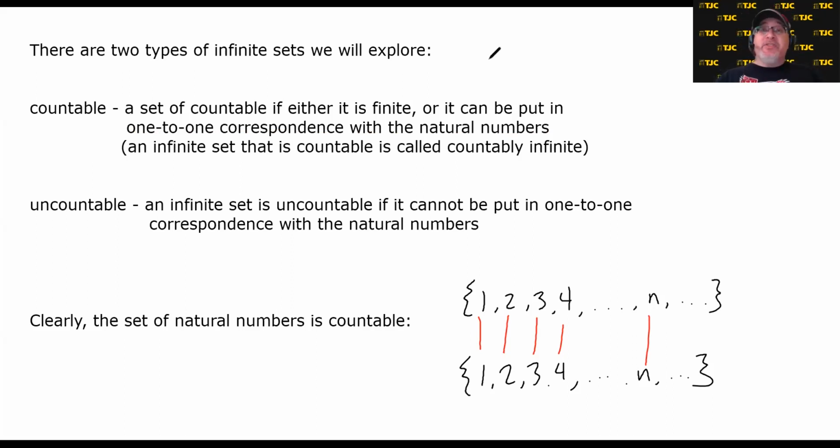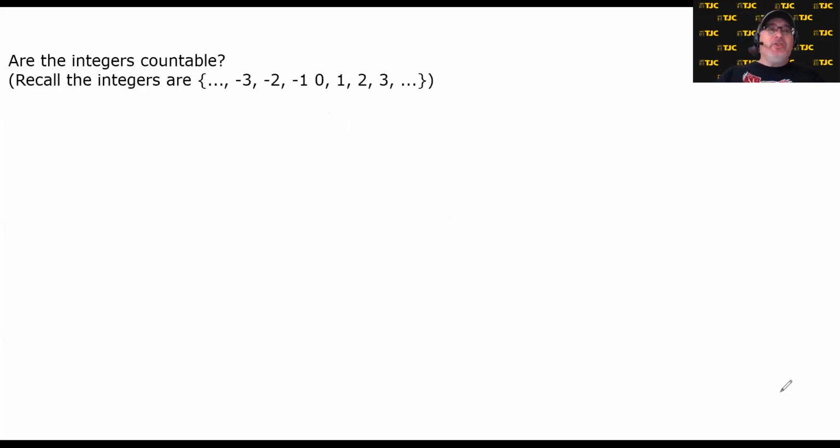Yes, they are, because in previous videos, we already established a one-to-one correspondence between the whole numbers and the natural numbers. So throwing 0 in there doesn't change the fact that it's countably infinite. Well, what about the integers?